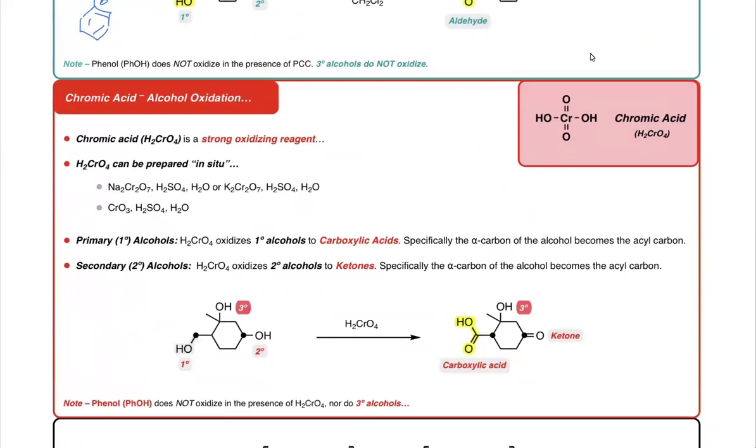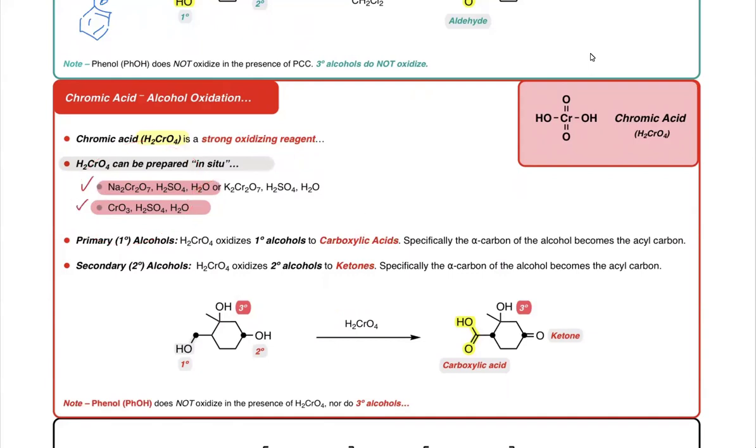Now let's look at our strong oxidizing agent, chromic acid. Chromic acid is written as H2CrO4, and it's a strong oxidizing agent. Please recognize that this could be prepared in situ, meaning in solution, wherein we could combine Na2Cr2O7 with aqueous acid, or we could combine CrO3 with aqueous acid. So you could see chromic acid written straight up as H2CrO4, or in either of those two preparations. It's important to recognize that those are both preparations of chromic acid.